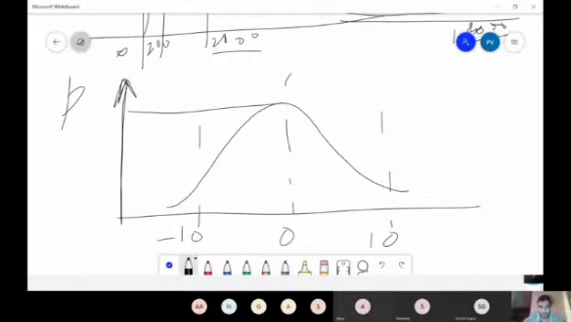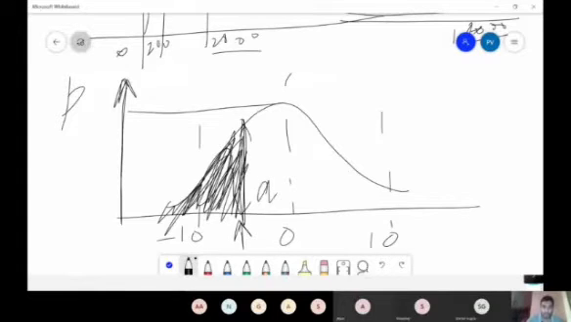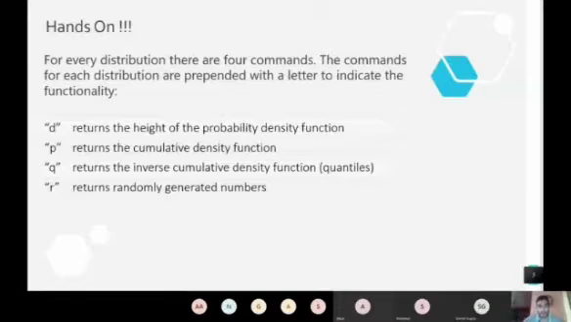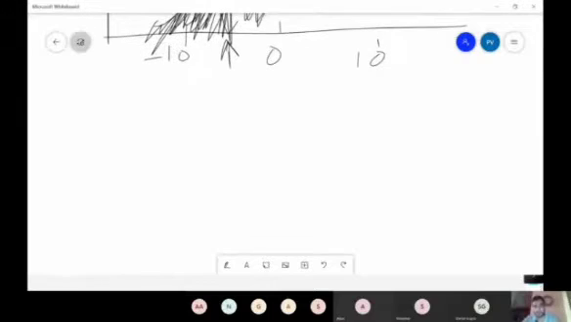Now what D would return is the height of this thing. P returns the cumulative density function, so P would return everything before that. This whole area under the curve would be returned by the P value. If you want Q, the quantile is just the inverse of this. If I ask till what value the area is 0.25, that would be the quantile, the Q value. And R is just for random generation of numbers. Everyone understood this?